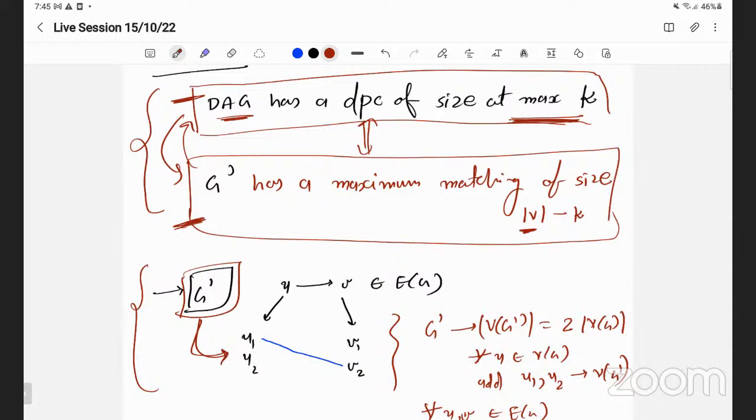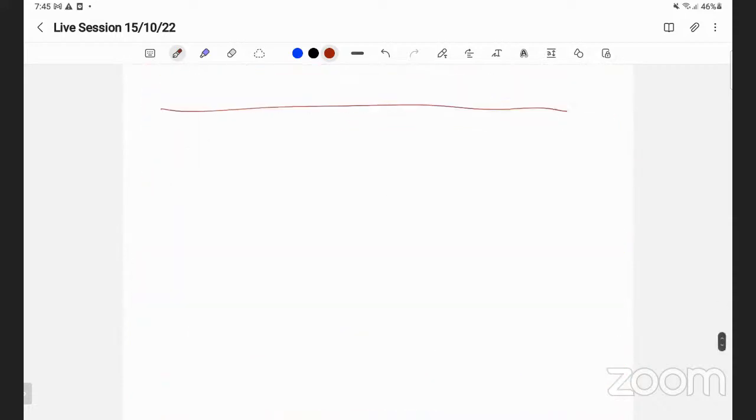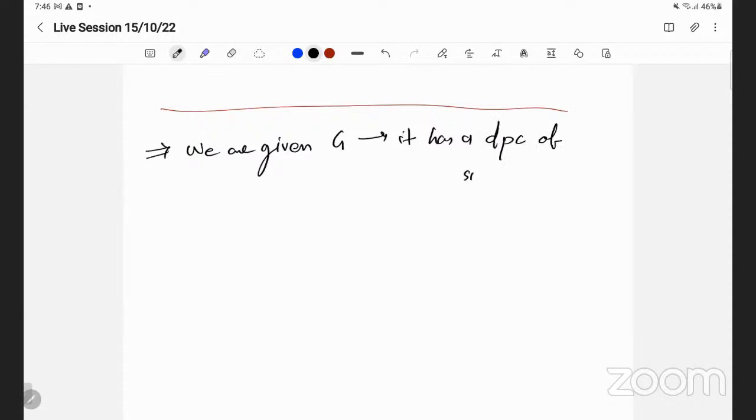Okay, let me just go ahead with the proof. So first we'll do the forward direction. We are given a graph G, and we know that it has a disjoint path cover of size, let's say, K, right? And let's say P is the set of the disjoint path cover. So P contains K disjoint paths, which cover all the vertices.